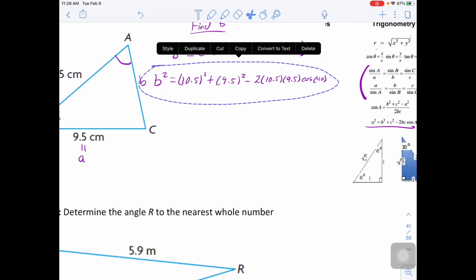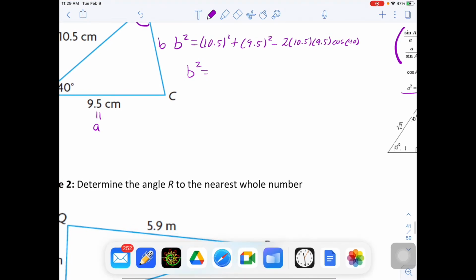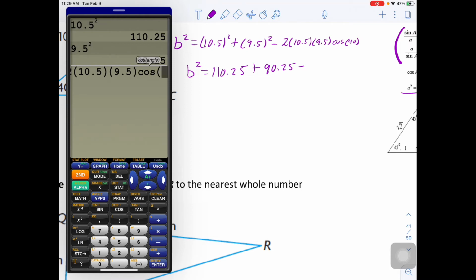Okay, I'm just going to quickly move this over. So now it's a matter of plugging in. So b squared is going to equal, and let's plug this in. So again, you could technically do this all at once, but for the sake of our notes, I'm going to write it all down. So 10.5 squared, 110.25, 9.5 squared, it's 90.25, minus 2 times 10.5 times 9.5 times cos 40.